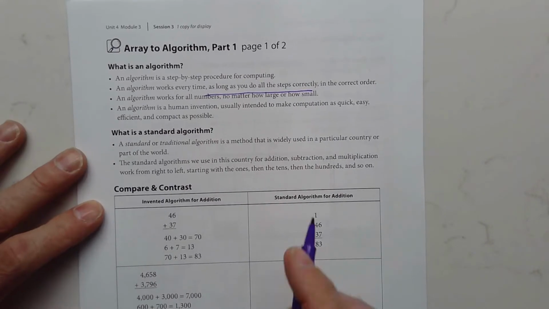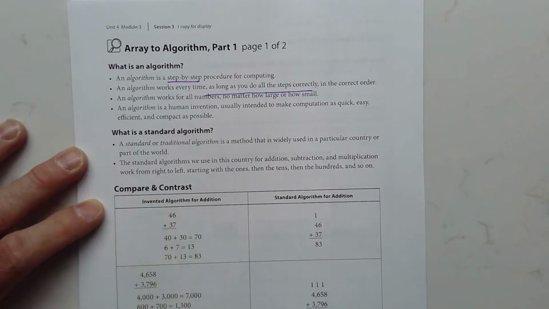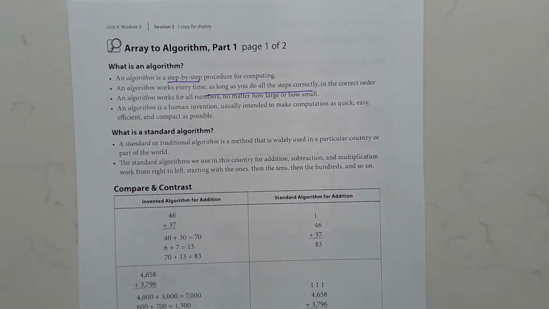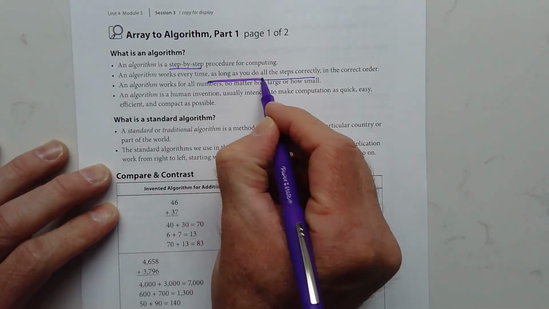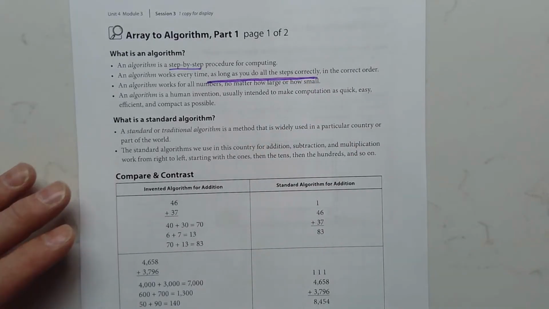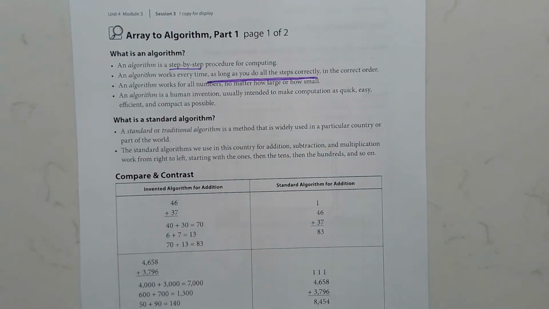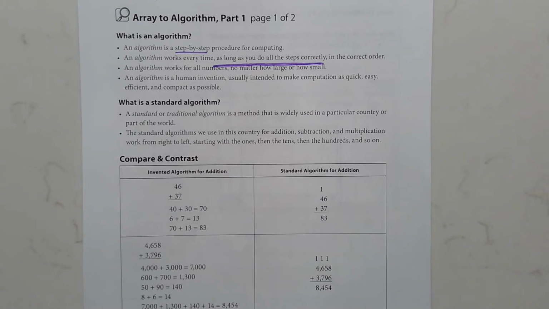Reviewing that, an algorithm is a step-by-step process that you use to multiply, divide, subtract, add. And it will work no matter what size the numbers are. You just have to make sure that you do everything correctly. Otherwise, the algorithm won't work. So it does work if you do it correctly. That's why we start with everything from basic facts to larger numbers.